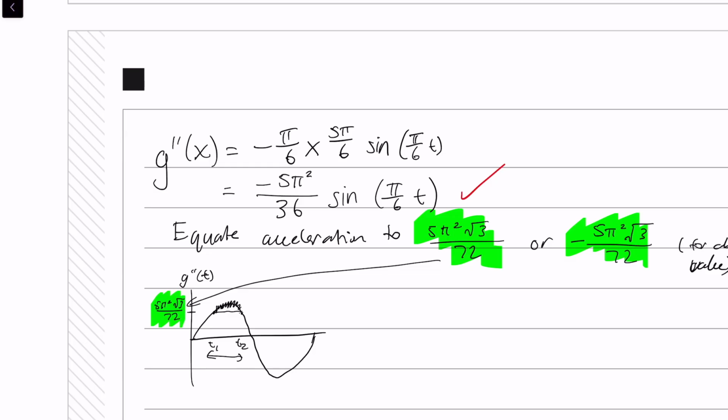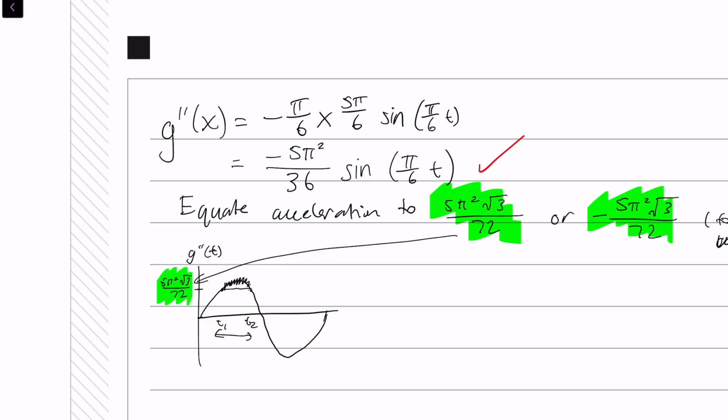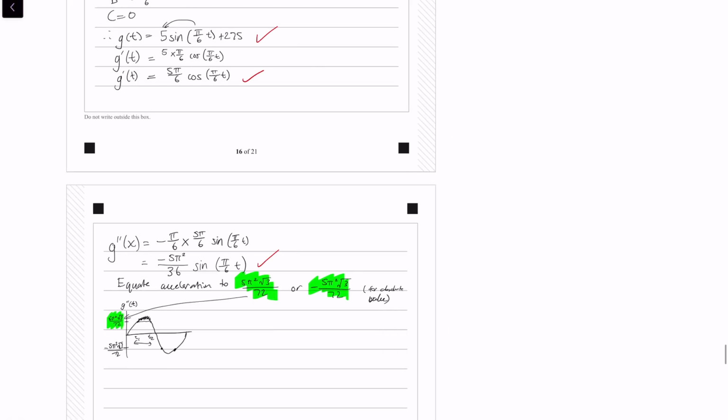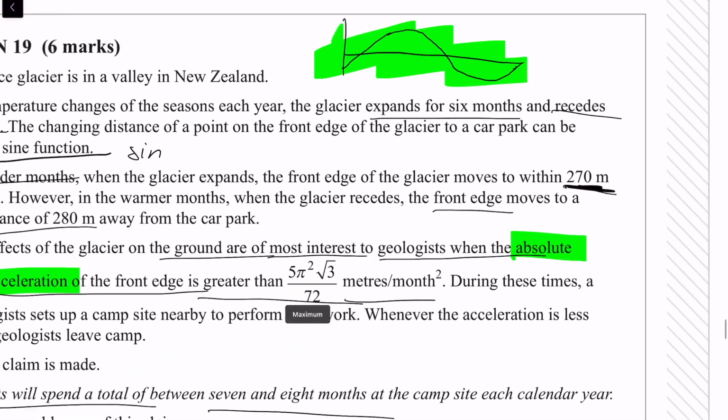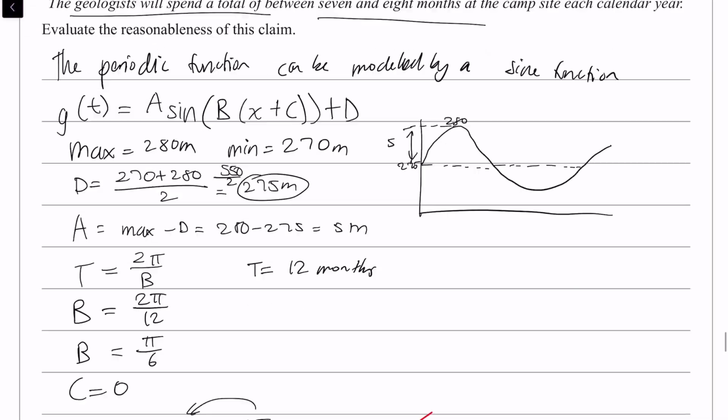decelerating, or accelerating in a negative direction, which will also be the negative version here. So negative 5 pi squared over 3 over 72. Even though these two values are negative here, we still have to take those into account because in the question we're talking about the absolute value of the acceleration.